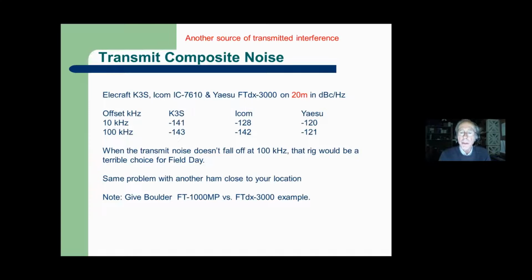Now we look at the Yaesu FTDX 3000. Well, it's not good at 10, and it doesn't get any better at 100 or 200 or 300. So that'd be a terrible choice if you've got a neighbor. So I've got a real life example.